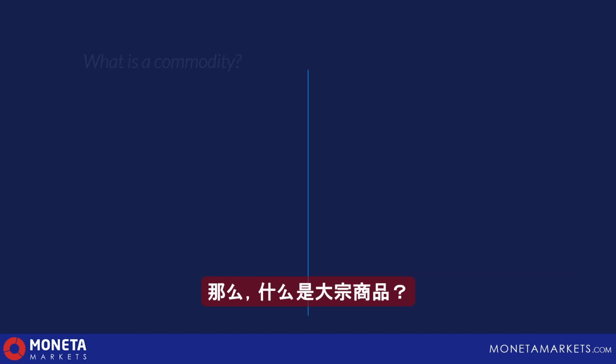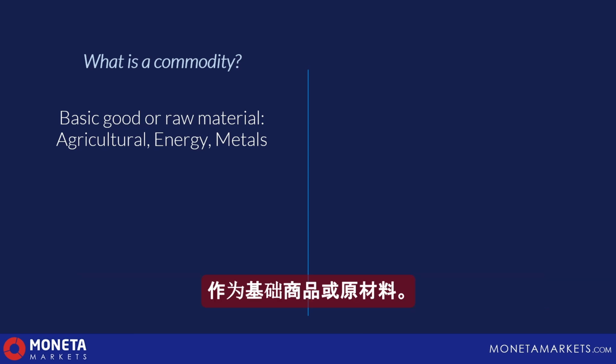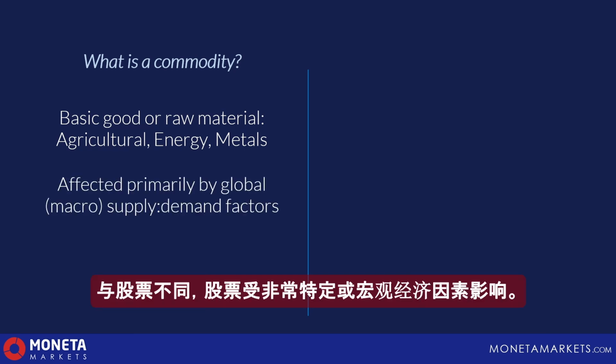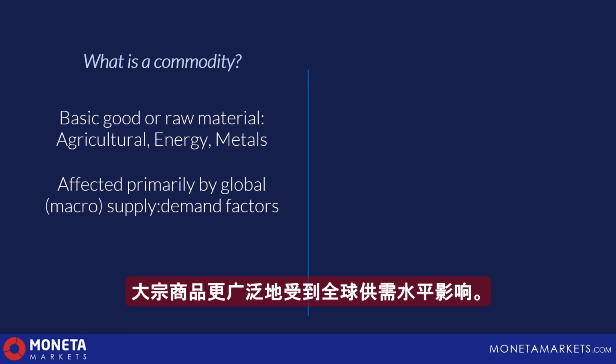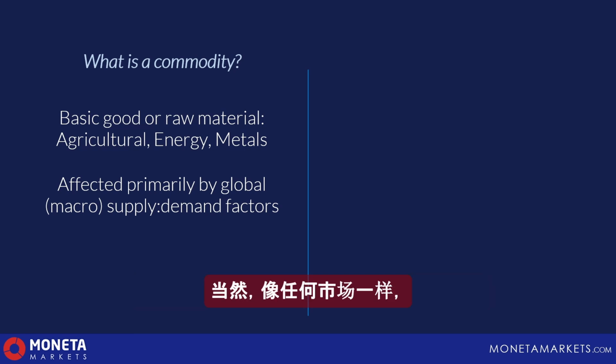In this video we're discussing commodities and more specifically silver and how you can trade it as a CFD through Moneta Markets. So what is a commodity? Well, typically it's categorized into agricultural, energy, or in this case metals, being basic goods or raw materials, as opposed to equities, which can be affected by very specific or microeconomic factors. Commodities are affected more broadly by global supply and demand level factors typically.